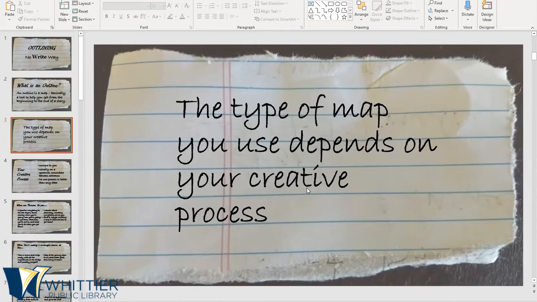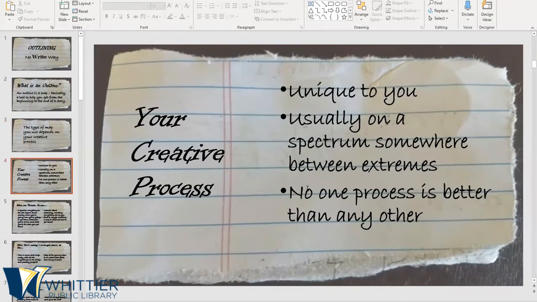So the other part of it is I could teach you all the tools in the world, but it's not going to work unless you know which is going to be the right tool for you, which is basically my next point, your creative process. Your creative process is going to be unique to you, Angelina. It's going to be unique to you, Maria. It's going to be unique to you, Henry. Each one of you is going to have a different creative process. And it's usually going to be on a spectrum between two extremes.